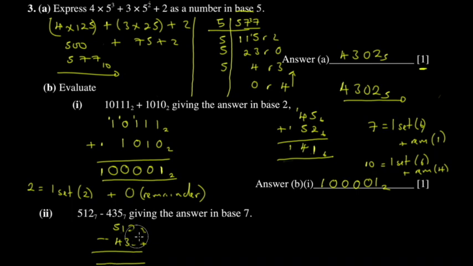So here, let me actually use some space. Okay, so let's go here. So it's 512 base 7, minus 435 base 7, like this.